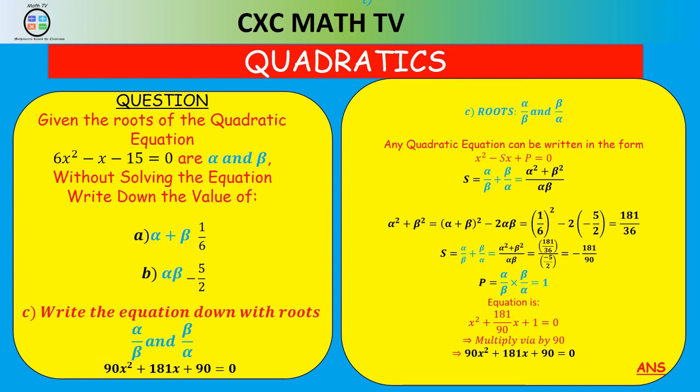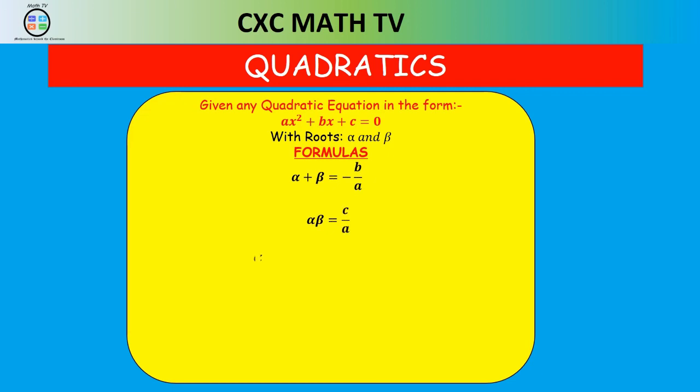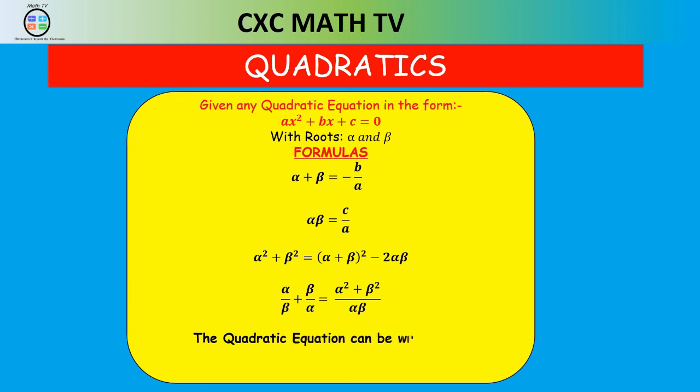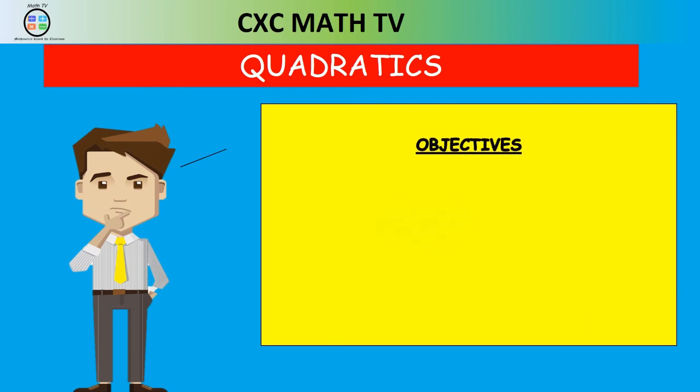Really nice. So just a summary of what we should remember. We should remember that alpha plus beta is minus b over a. Alpha times beta is c over a. Alpha squared plus beta squared is alpha plus beta all squared minus 2 alpha beta. Alpha over beta plus beta over alpha is alpha squared plus beta squared over alpha beta. And the quadratic equation can always be written in the form x squared minus the sum of the roots times x plus the product equal to 0. And so, just to refresh our memory of the objectives we looked at.